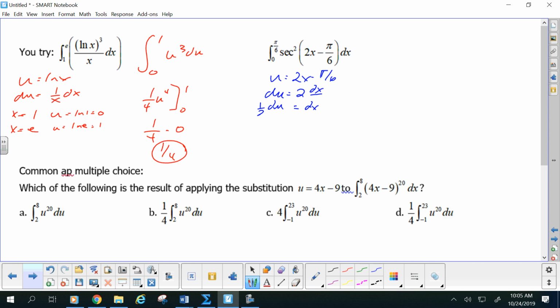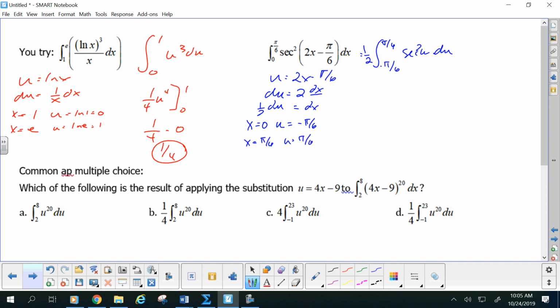Yes. Cool. When x is 0, what's u? Negative pi over 6. When you put in x of pi over 6 in for x, what is u? Pi over 6. Excellent. So did you get a new integral of negative pi over 6 to pi over 6 secant squared u times 1/2? Can I put the 1/2 out front? Yeah, you can.